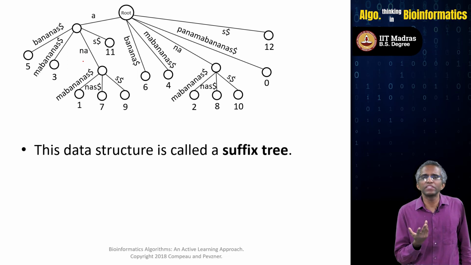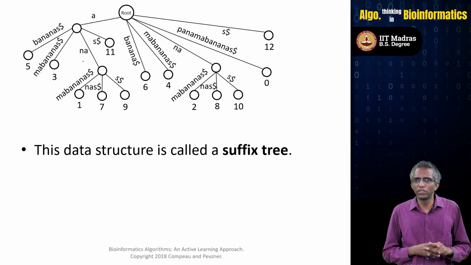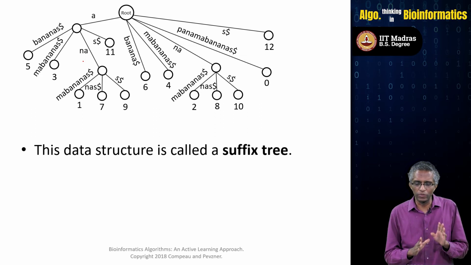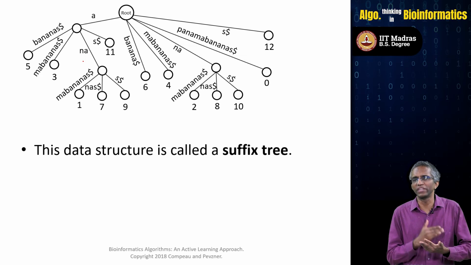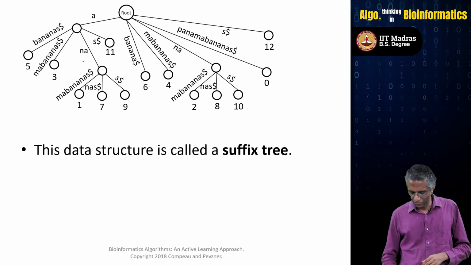What we previously had was a suffix trie, but now, where all the non-branching parts have been compressed, each of these substrings is represented with two numbers, which is the beginning and ending position of that substring in the full reference genome. That data structure is called a suffix tree.